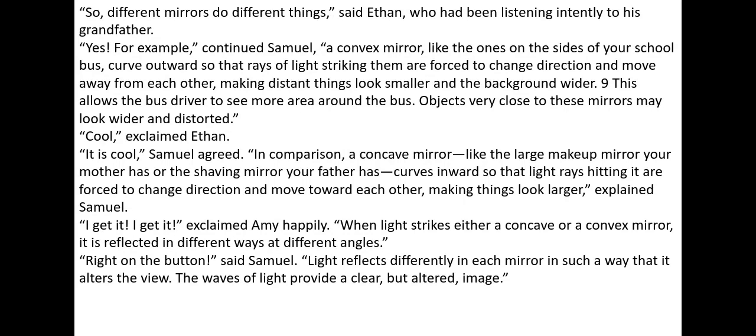In comparison, a concave mirror like the large makeup mirror your mother has or the shaving mirror your father has, curves inward so that light rays hitting it are forced to change direction and move towards each other and make things look larger, explained Samuel. I get it, exclaimed Amy happily. When light strikes either a concave or a convex mirror, it is reflected in different ways at different angles. Right on the button, said Samuel. Light reflects differently in each mirror in such a way that it alters the view. The waves of light provide a clear but altered image.